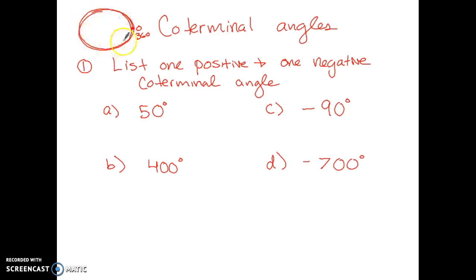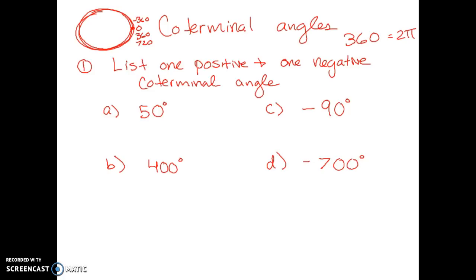If I go around another 360, I'm now at 720. Or I can go the opposite direction, negative 360 or negative 720. So there are infinitely many coterminal angles for any angle, because I can constantly add 360 or I can constantly subtract 360. Now remember, 360 degrees is equivalent to 2 pi, because 2 times 180 is 360.